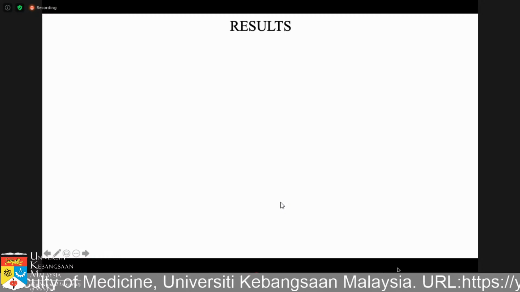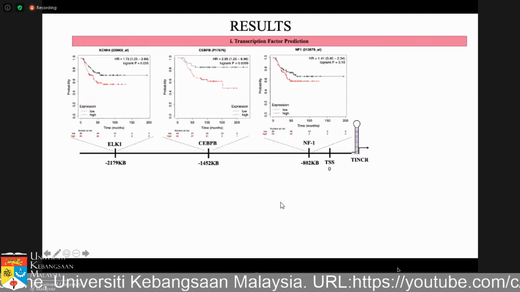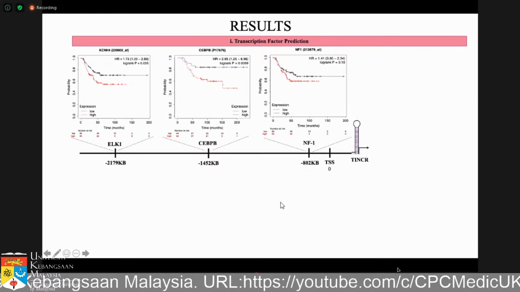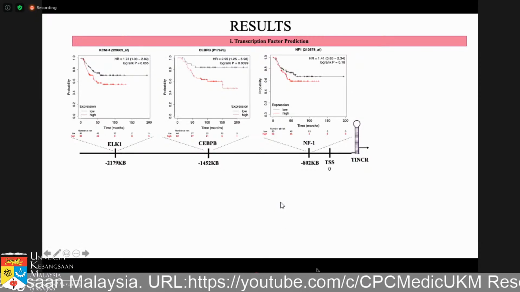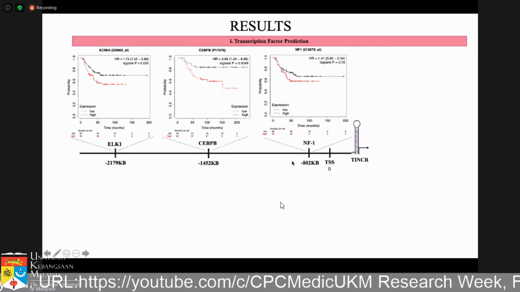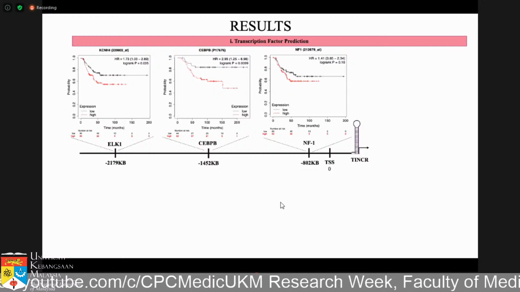So, using the highest score of the predicted site for PROMO putative transcription factors, there was a total of 84 transcription factors corresponding to THINCR promoter sites, results not shown here. Out of 84, 3 transcription factors, CEBPB, ELK1, which is also known as KCNH4, and NF1, located at these positions, were found to be prognostically relevant in TNBCs. From literature review, we found that they are somewhat important in tumorigenesis of breast cancer.